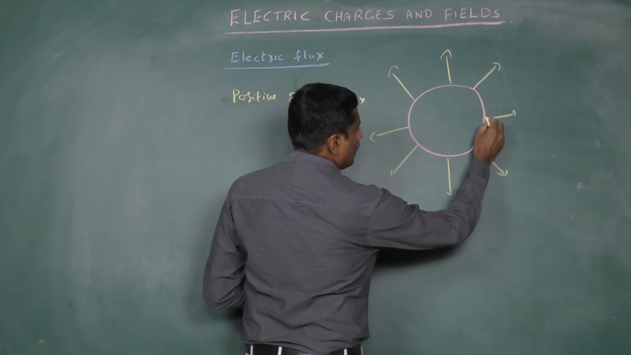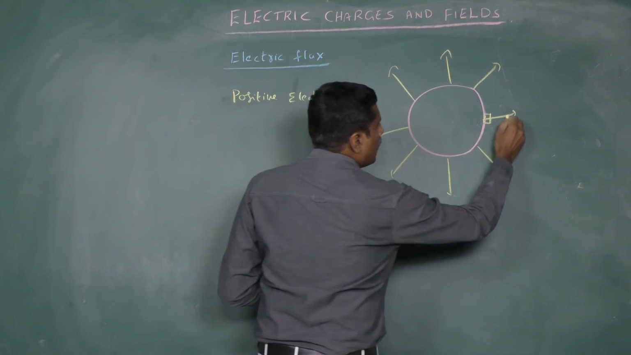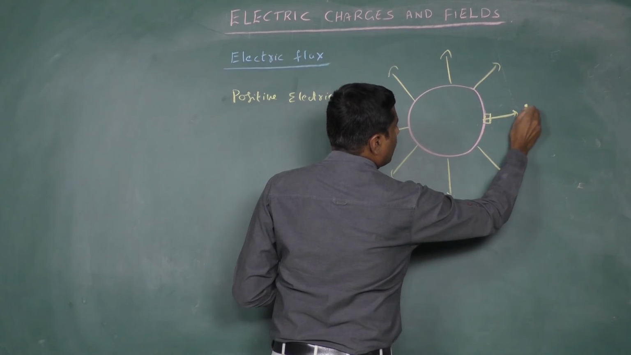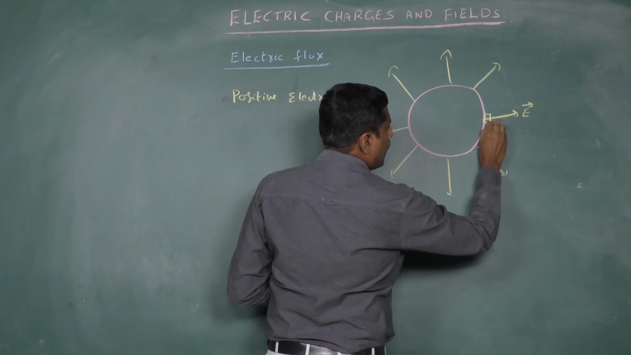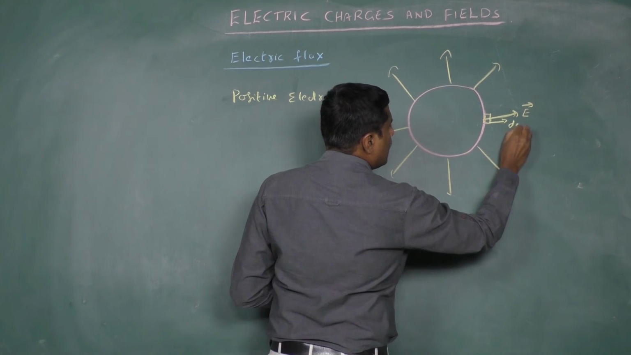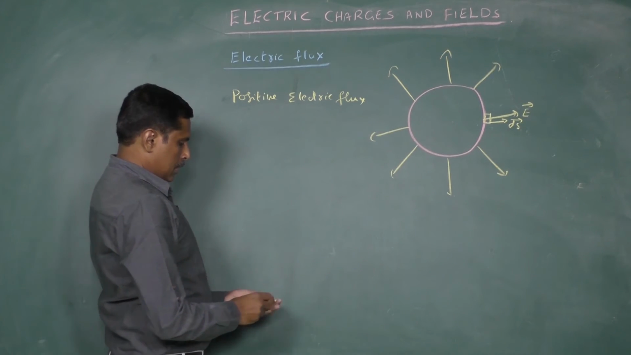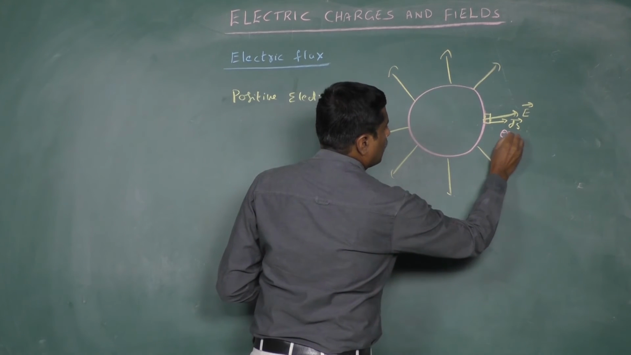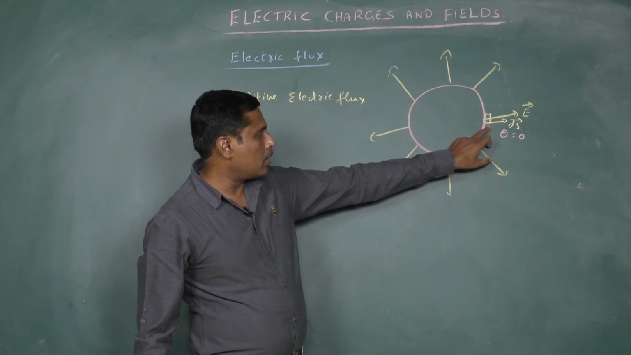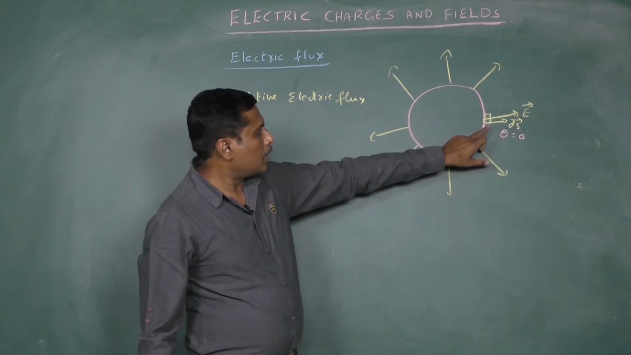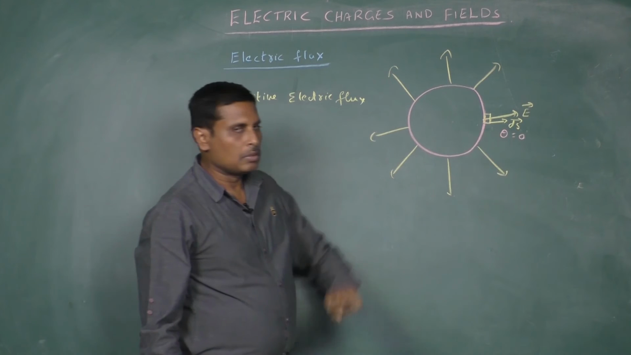Suppose I take a small area here, and this is the direction of the electric field at this point, and the area vector at this point is taken as ds bar. Here the angle between E bar and ds bar is 0, theta is equal to 0. Let us consider a small area ds bar. Here ds bar and E bar are both in the same direction, theta is equal to 0.